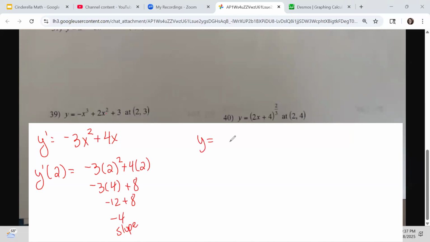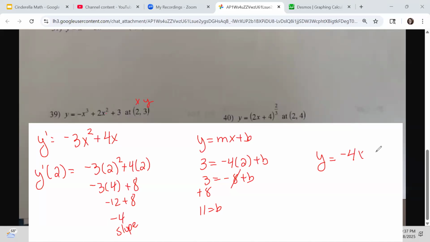Y equals mx plus b. Here's our x, there's our y. 3 equals negative 4 times 2 plus b. There's negative 8 plus b. Add 8. 11 is b. Y equals, with slope m, negative 4x plus 11. I don't think I need to check that one. I think it's fine. Feel free to check it if you'd like.